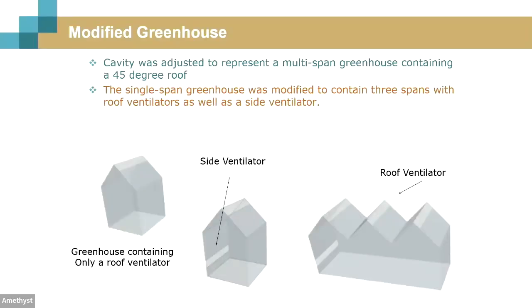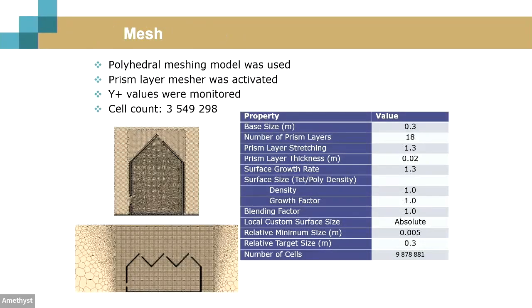So we modified that initial greenhouse we verified experimentally. We added a side ventilator as well as more spans to the greenhouse. And once again, just to talk about the mesh, we now went up to about 3.5 million cells. Once again, we refined the mesh around the greenhouse itself, and we activated the prism layer model, and we used the low Reynolds number k-epsilon turbulence model. So that means we had to push in a lot of cells in the boundary layer.